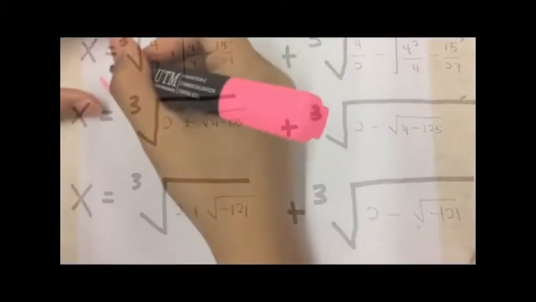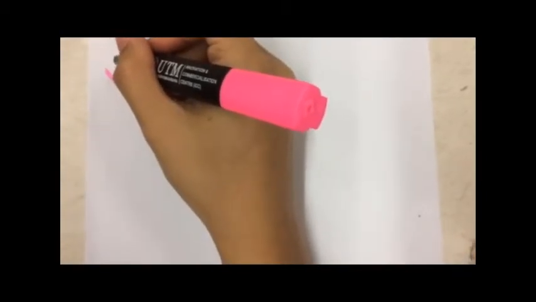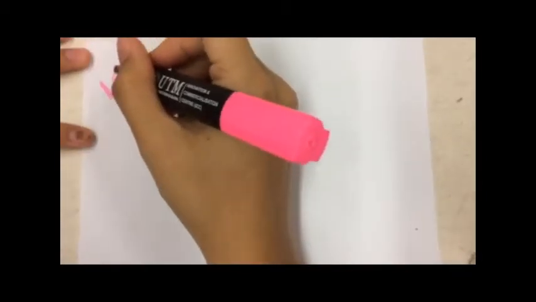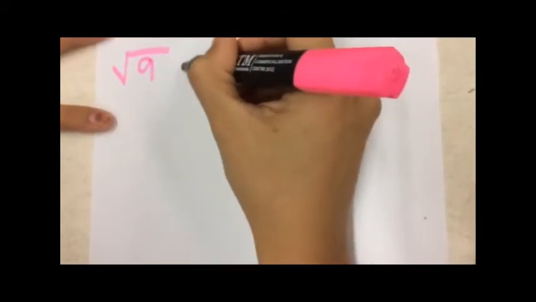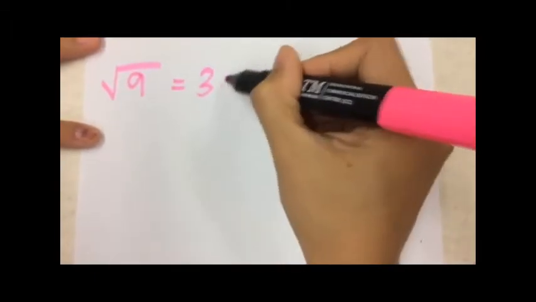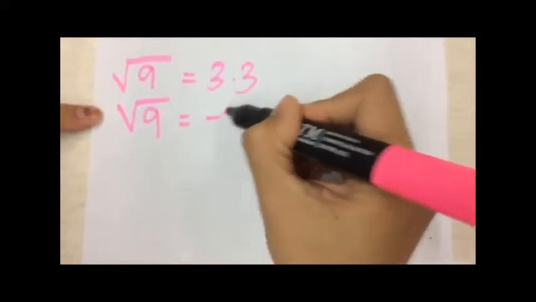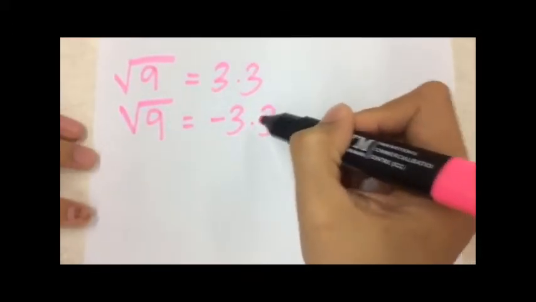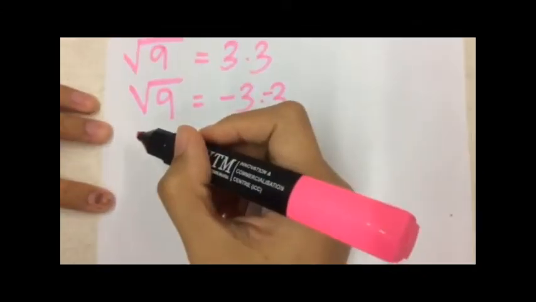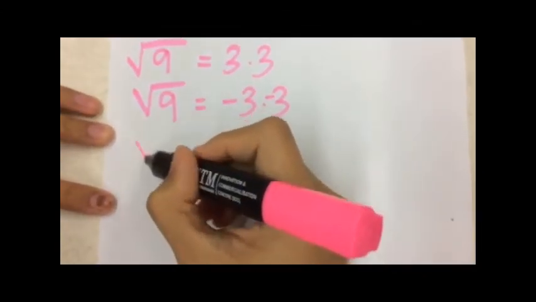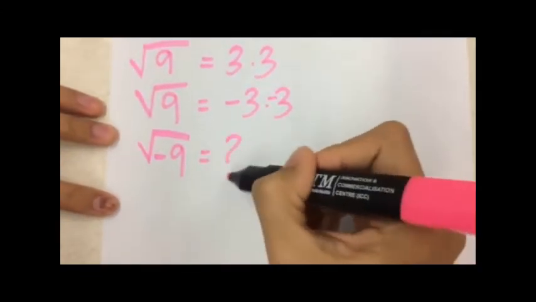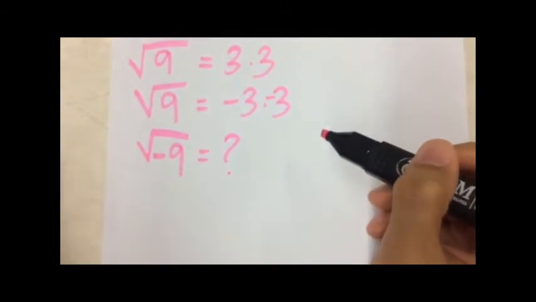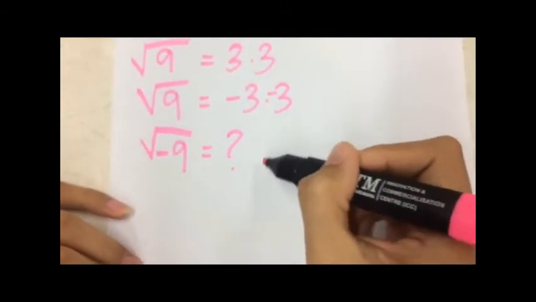Okay, now to clarify the exact problem, let's look at an example. The square root of 9 is the product of 3 and 3. It is also the product of negative 3 and negative 3. What about the square root of negative 9? It is neither negative 3 nor positive 3. So this is where we will start.